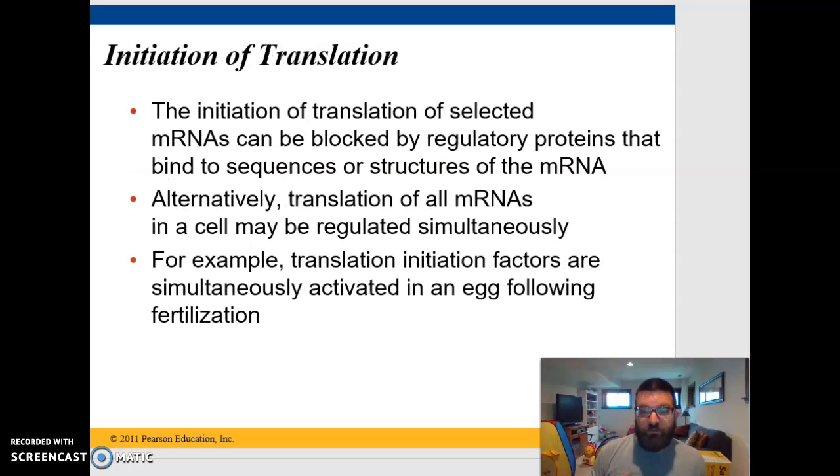You can also prevent translation from occurring a couple of different ways, one of which is you can make these regulatory proteins which literally block mRNA from being translated, right? They can't bind to the ribosome, and so the ribosome can't read the mRNA codons, and you can't put together an amino acid sequence in a protein.